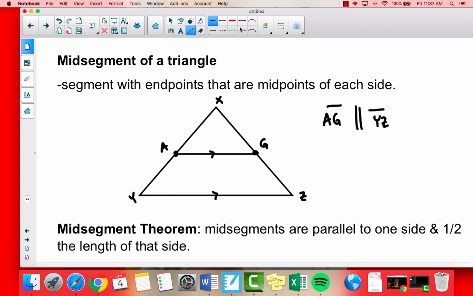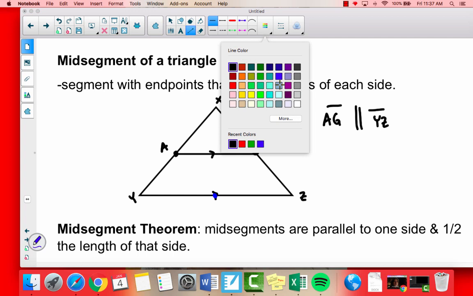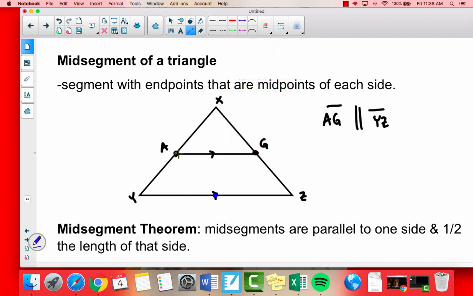So I could draw in another mid-segment as long as I have a midpoint somewhere on every side. And let me change the color here. I could draw a mid-segment from A to this midpoint, and maybe we call that midpoint H. And so now I could say that segment AH is parallel to segment XZ. So notice that the mid-segments have to be parallel to one side of the triangle.